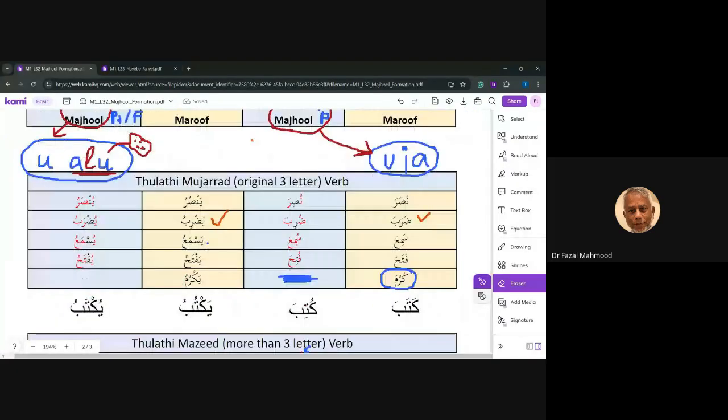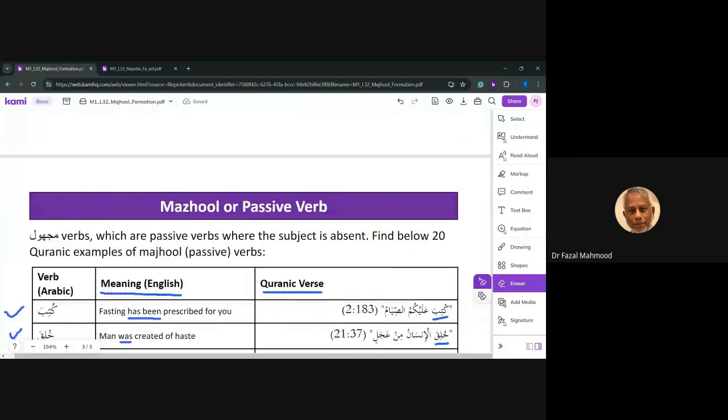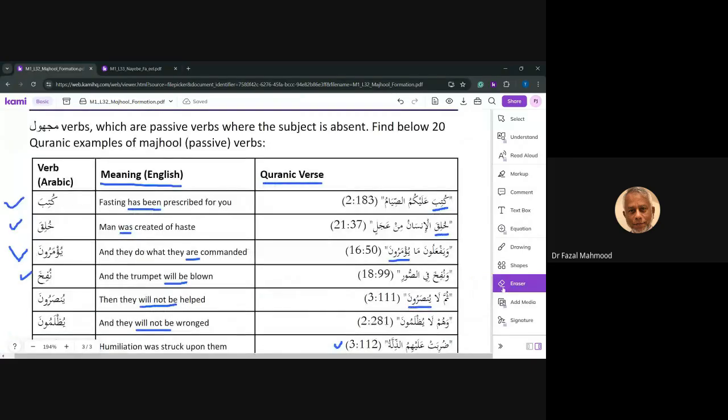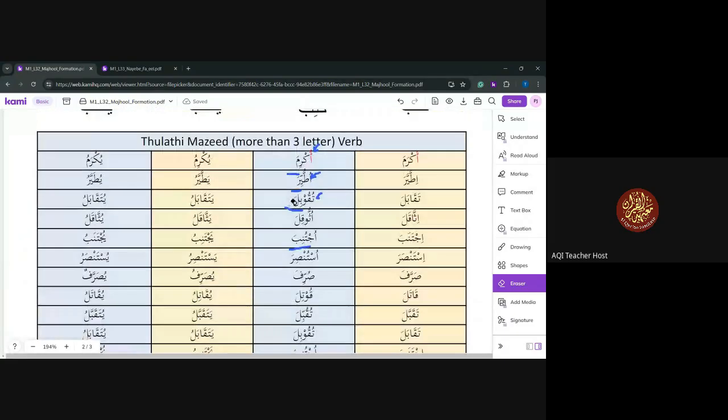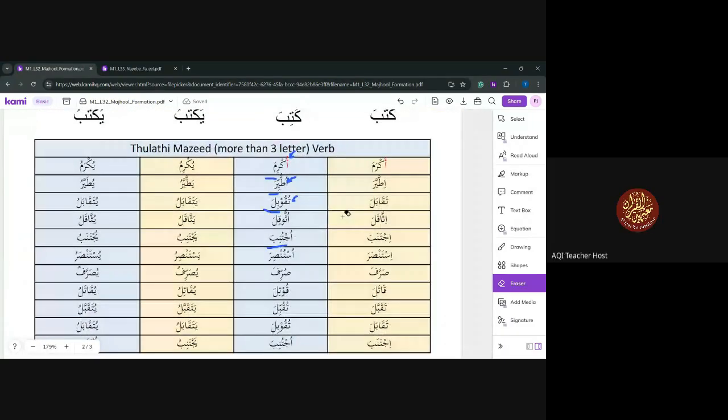Yeah. Form 1 verb has been covered today, the 3-letter verb. And there are 4-letter and 5-letter verbs. There are some examples there. That is for future coverage, inshallah. No worry. Okay, good.